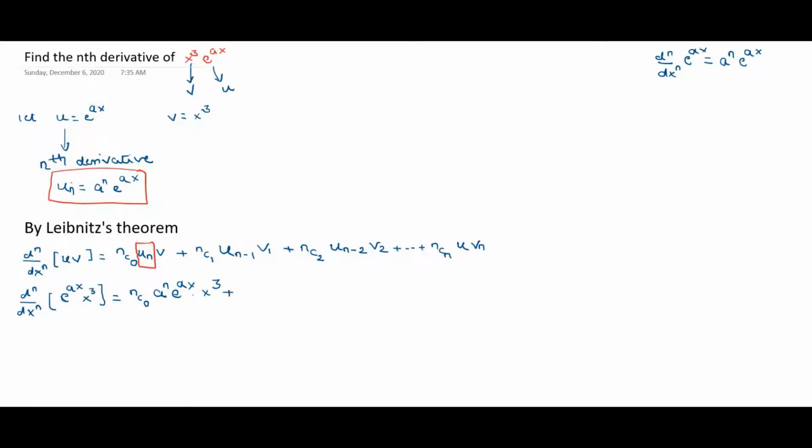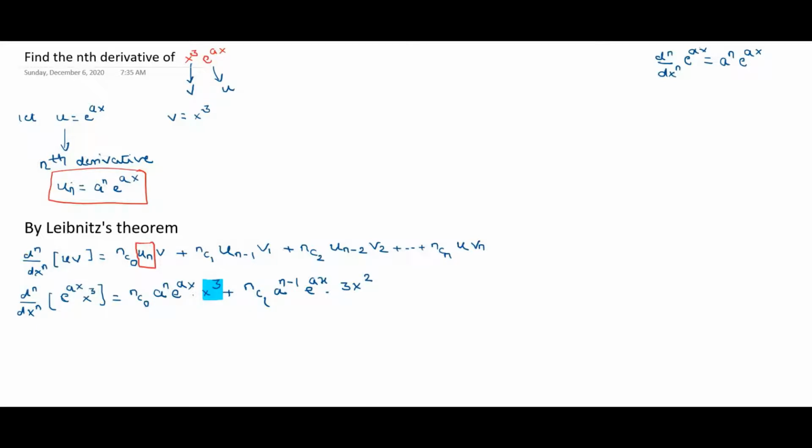Then you can write the next terms. nC0 is over. Next you can write nC1 a raised to n. Next term you can write it as a raised to n minus 1 into e raised to ax into differentiation of this x cube. What is differentiation of x cube? Differentiation of x cube is 3x square.